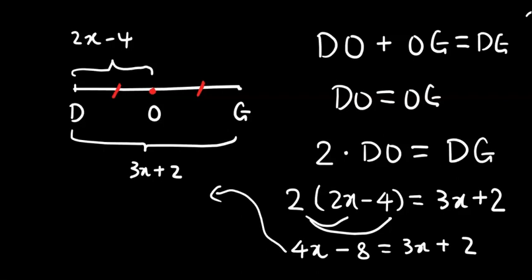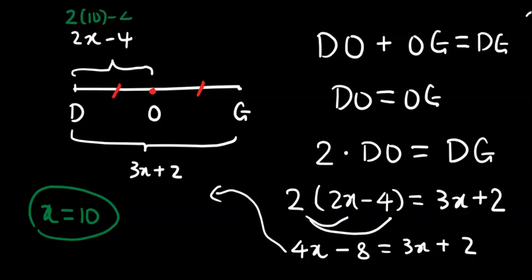I'm going to subtract 3x each side, so I have x. Add 8 each side, I have x is 10. Right here. That's our solution. If you want to continue, if the question asks you what is the length of DO, you can go ahead, plug it in, find the length of DO. That is how we use midpoint of a line segment.